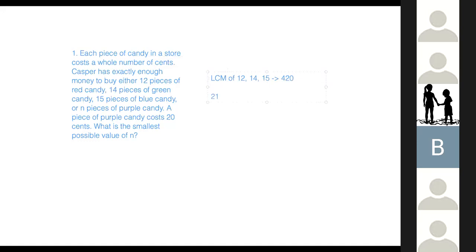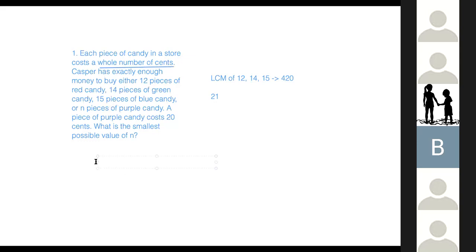Good, yep. So in this case, it happens that the LCM of 12, 14, and 15 is also a multiple of 20, although we would want to make sure that it also was a multiple of 20, and we might actually have to take LCM with 20 as well, but good. So the key point here is that all of them need a whole number of cents to buy. Each piece of candy is always a whole number of cents. So whatever the total amount that Casper has, that's enough to buy 12, 14, or 15 pieces of these different candies.